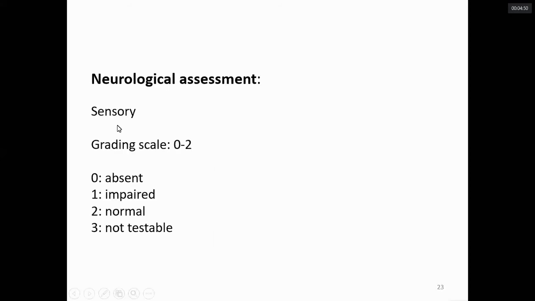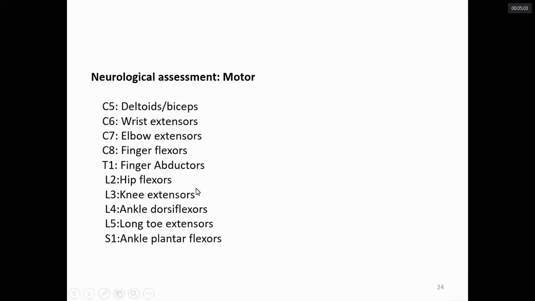For the neurological and sensory examination, always grade from 0 to 2: 0, 1, 2. If the sensation is absent, you should label it as 0. If it is impaired, 1. If it is normal, it is 2.